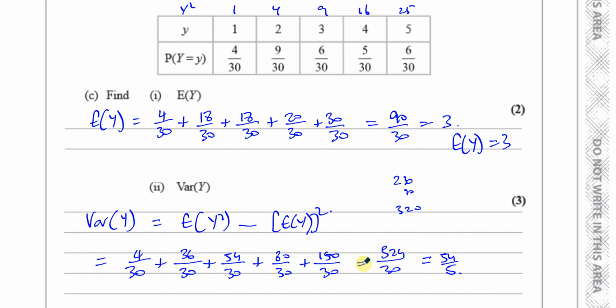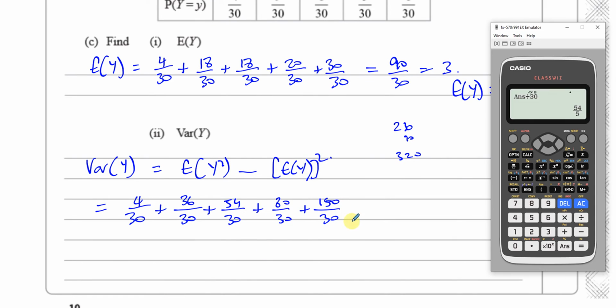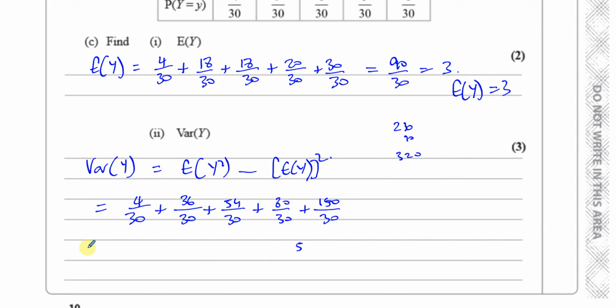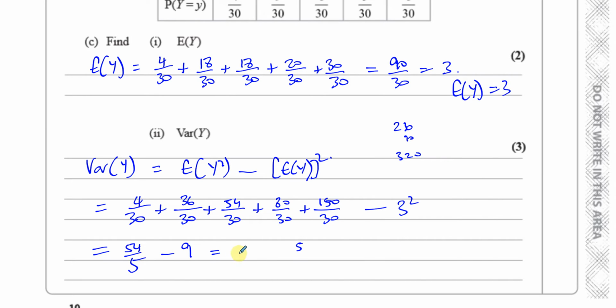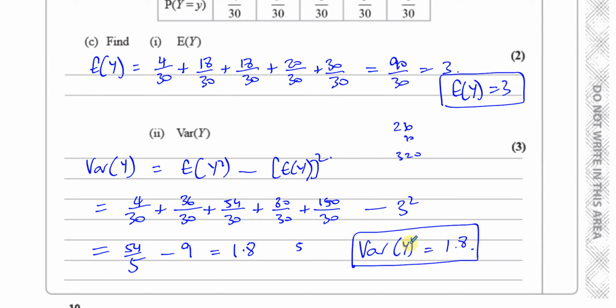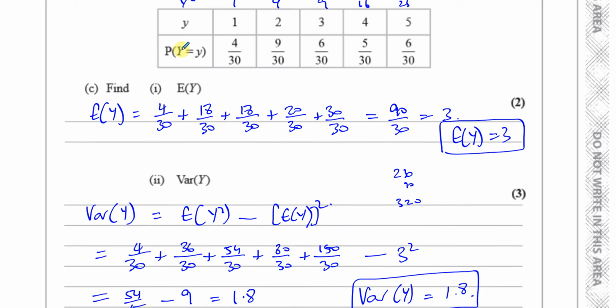Okay, so let me just put that in the same part. What we found just now was equal to 54 over 5. This part, minus the mean of y, which was 3, minus 3 squared. Okay, so 54 over 5 minus 9, and that gives us 1.8. So we can say the variance of y is equal to 1.8. So that's the expected value of y, and that's the variance of y. Okay, so there we've done question number 4, part C.